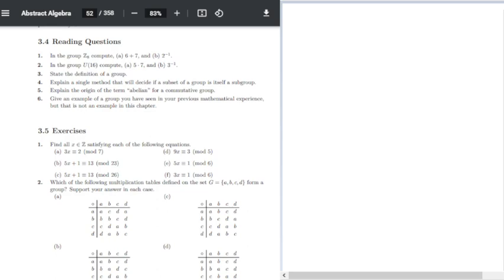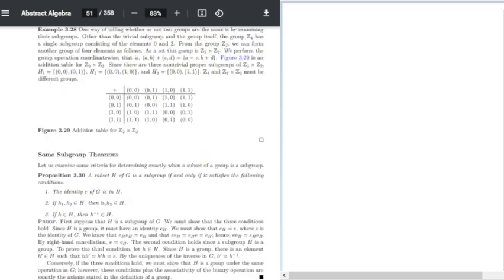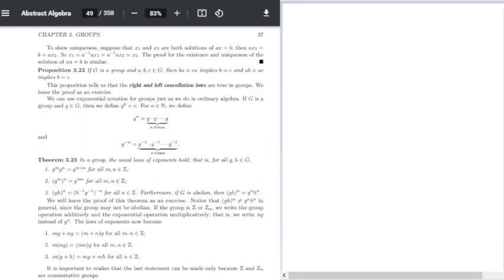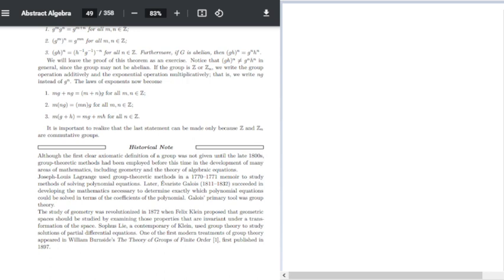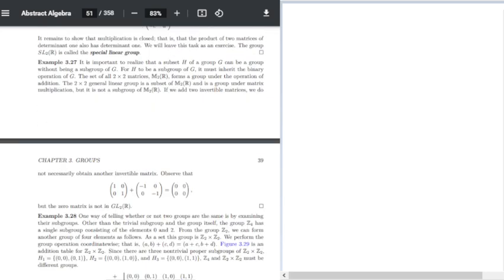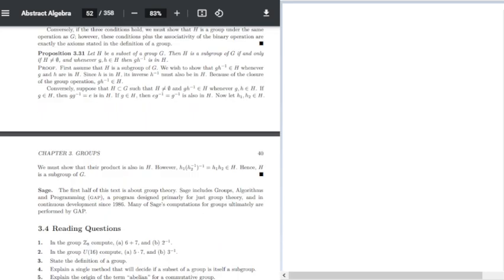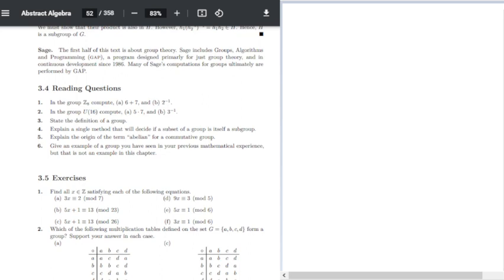We give the origin of the term abelian for a commutative group. Wait, does this go over the history of it? I think there was some guy named Abel who did some work with groups. Let's check the historical note. Joseph Lagrange. Where's Abel? I'm just not going to worry about that for now. Give an example of a group you've seen in your previous mathematical experience, but that is not an example in this chapter.